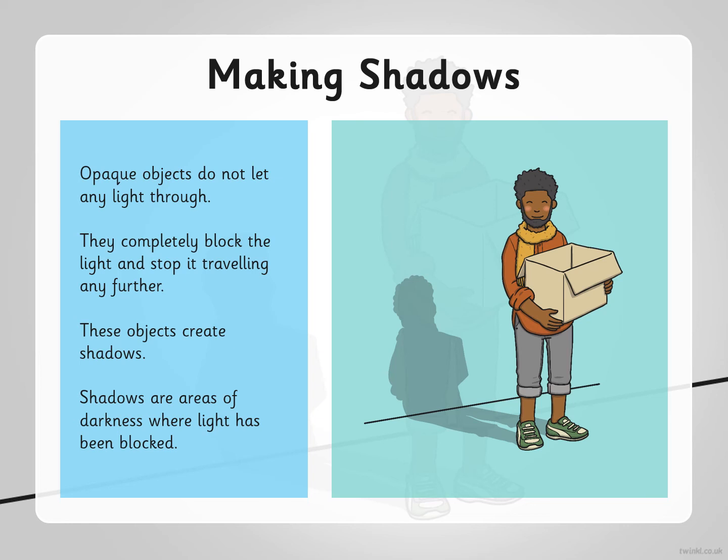Now, we've already talked about opaque objects don't let light through, therefore they create shadows. Okay, that's where the areas of darkness where light has been blocked, and we all see our shadows, and we've all seen our shadows in the past. You probably just haven't really thought about it.